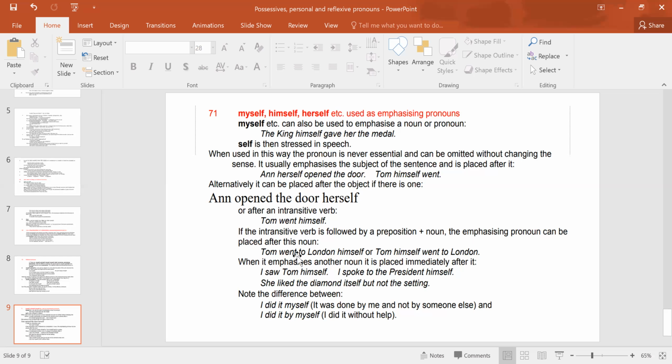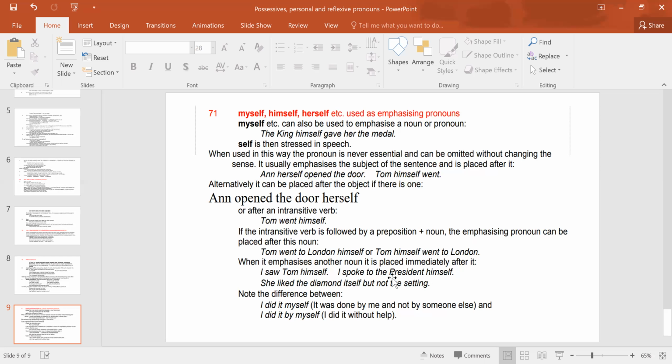If the verb is used, then a preposition, then a noun, you can use the reflexive pronoun or the emphasizing pronoun after them. For example, Tom went to London himself. Or you can also say it like this: Tom himself went to London. When it emphasizes another noun, it is placed immediately after that noun.